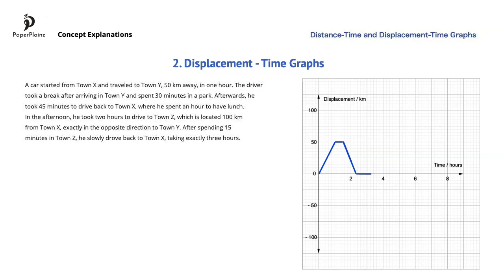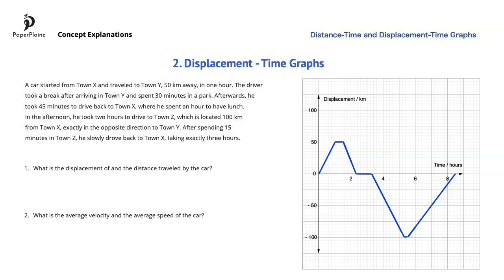here the graph looks like this. He spends a short time, so 15 minutes, in town Z, so the graph again is horizontal, and then in 3 hours he arrives back in town X. Let's ask and answer some questions about this graph.